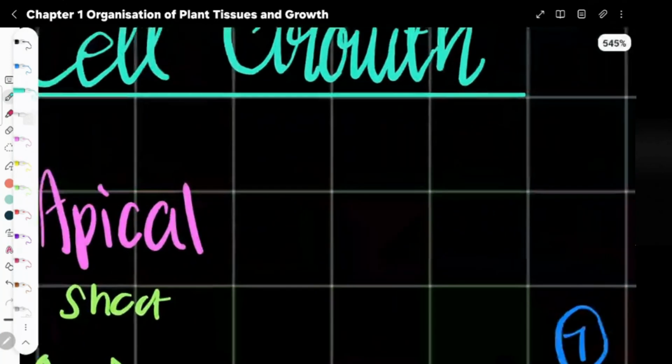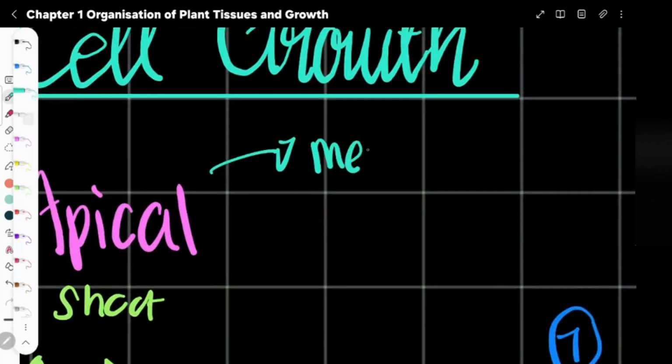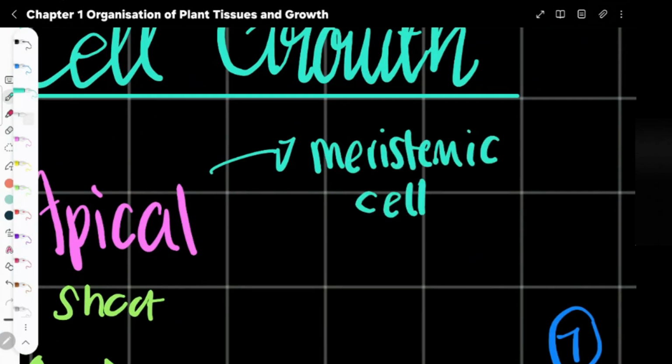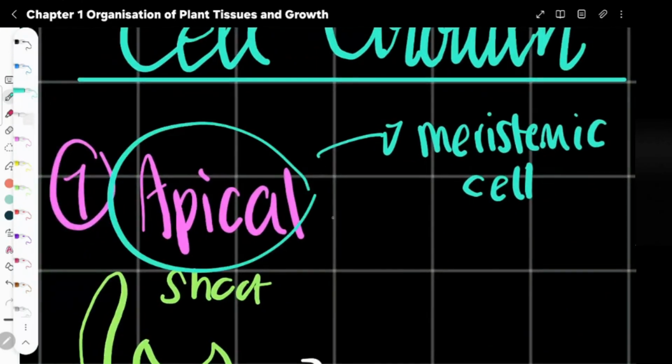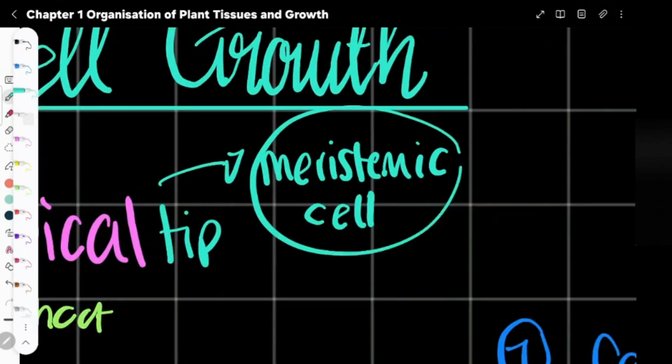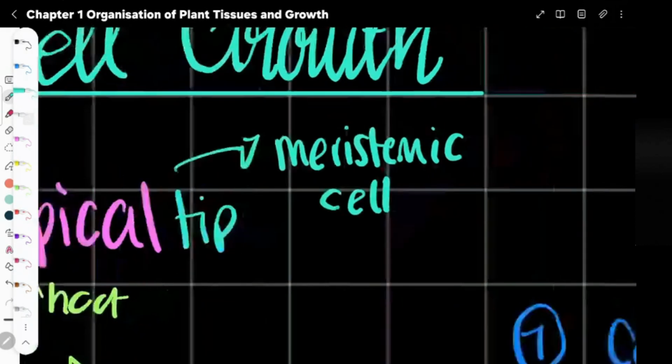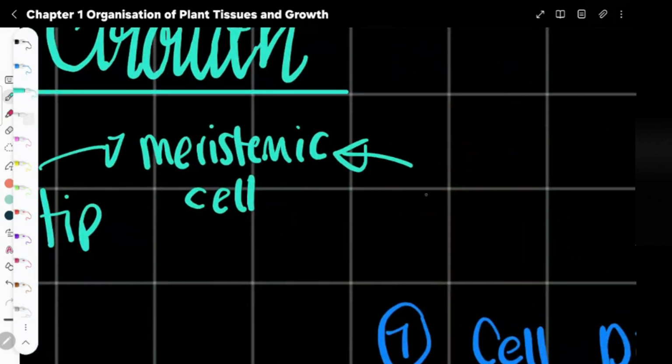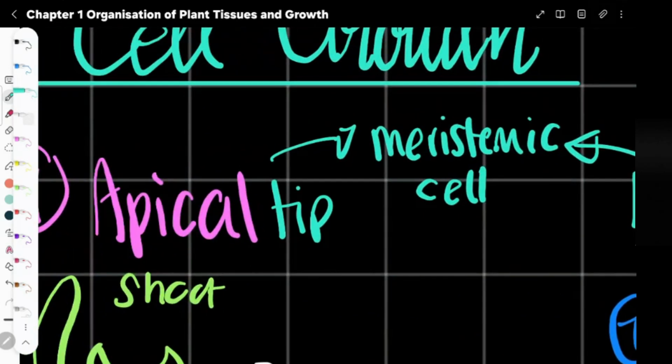This is in the meristemic cell. Just now I said it's the meristemic cell. Apical means the tip. So if I were to say apical root, that means the root tip. That's very simple. So just think of it as tip. So meristemic has two types, which are apical and lateral. Later we're going to talk about lateral, but for now, it is apical. Apical is tip.